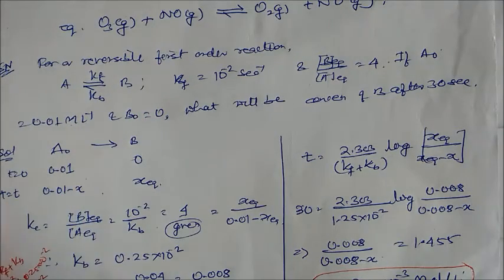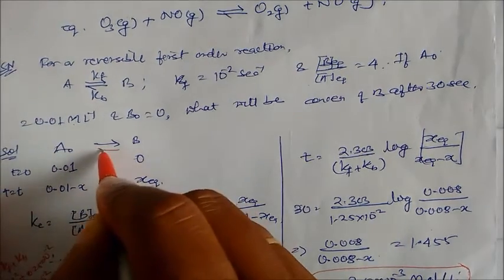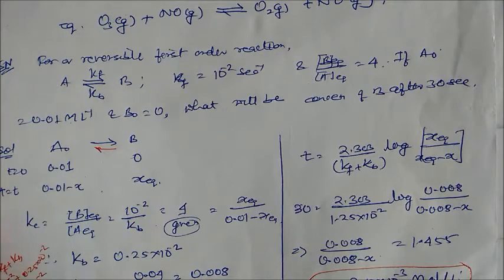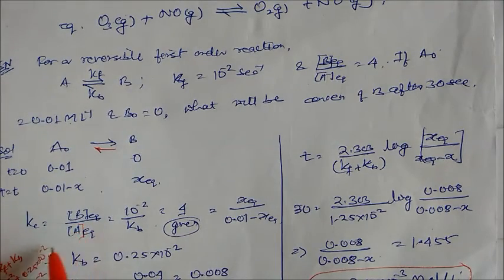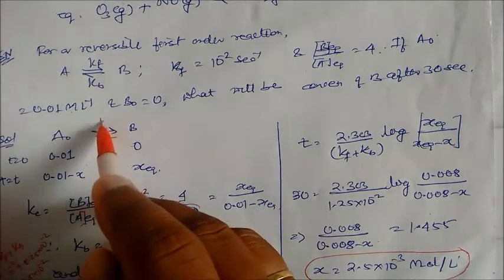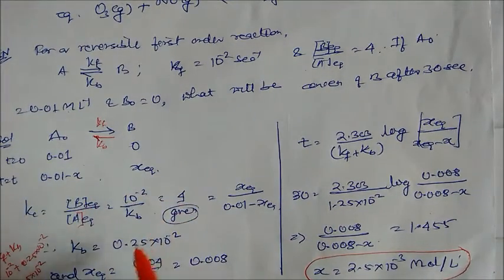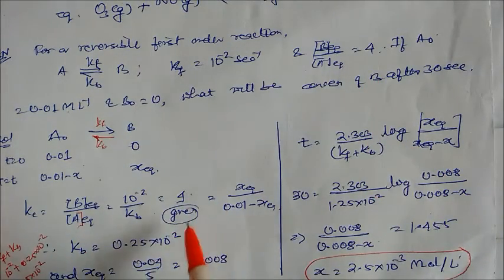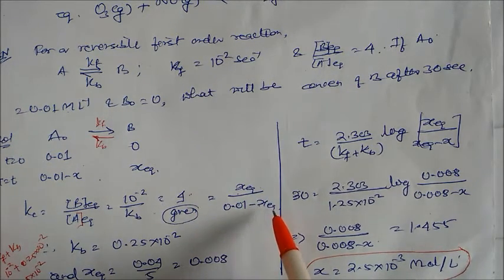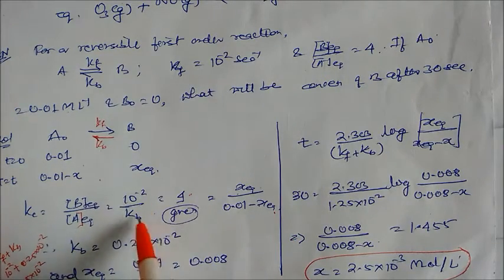So A is converted to B. Initially the concentration is 0.01, and after any time t, this is reversible, so this becomes your x equilibrium. This is 0.01 minus x. So K is nothing but B equilibrium divided by A equilibrium, which is 4. Kf is given as 10 to the minus 2, and we need to find Kb. So 4 is Kf by Kb, which equals x equilibrium divided by 0.01 minus x equilibrium. So from here we can calculate Kb.